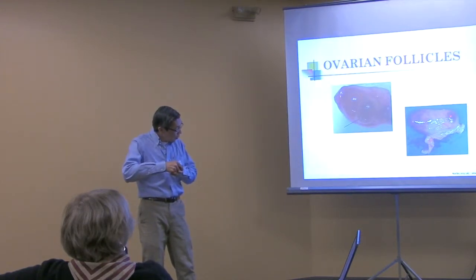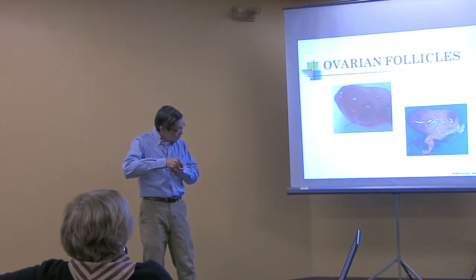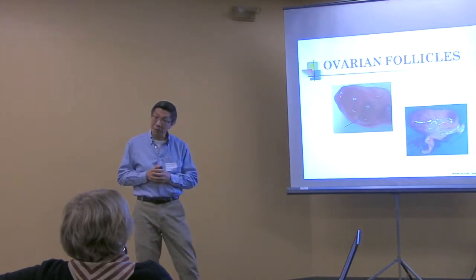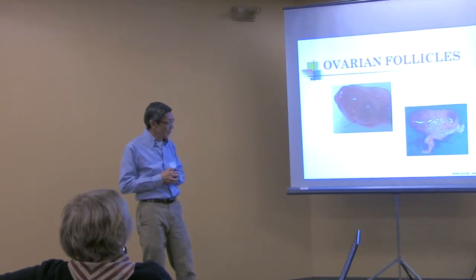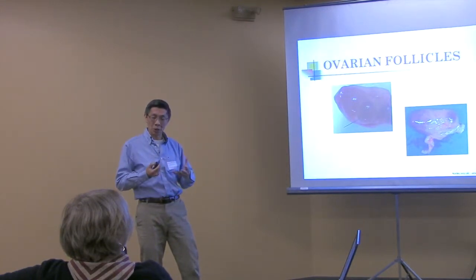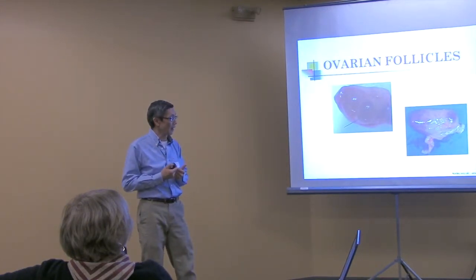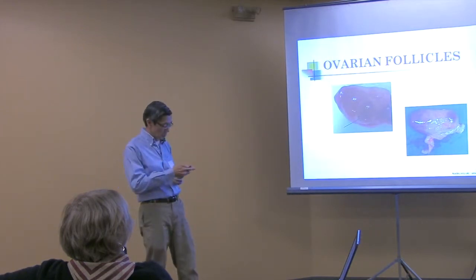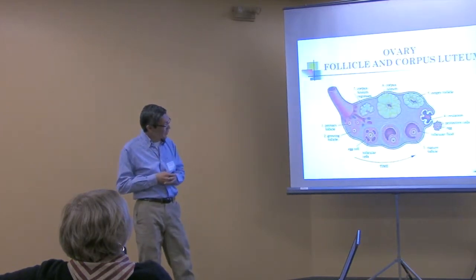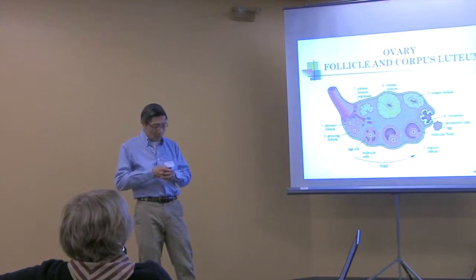Here in this other ovary, not only do you see a follicle, but you also see the other structure that I mentioned called the corpus luteum. The corpus luteum is one of the most angiogenic tissues in the body, with a lot of blood vessels. The corpus luteum actually comes from the follicle.